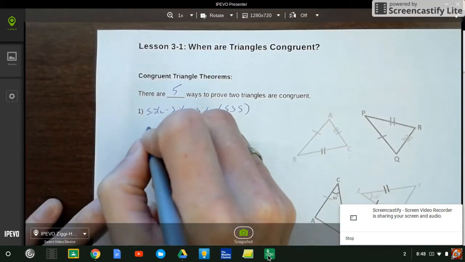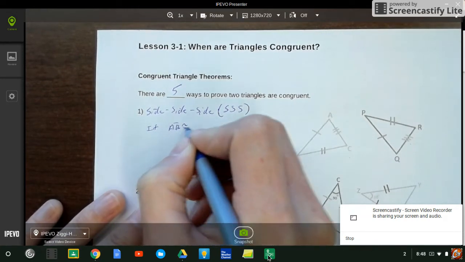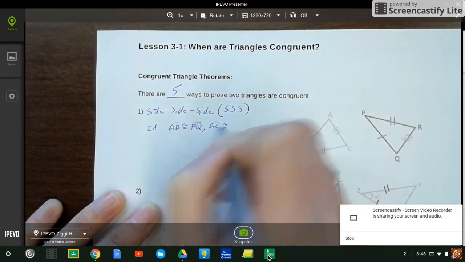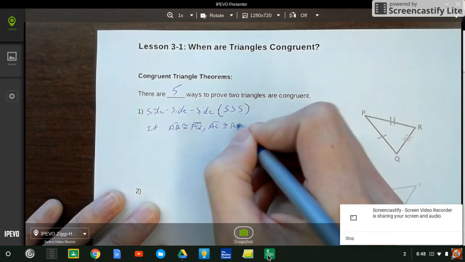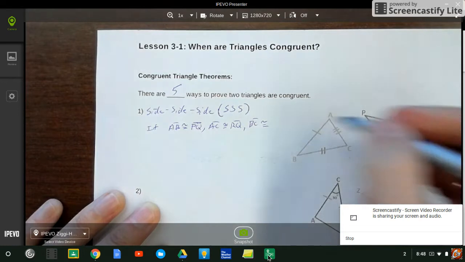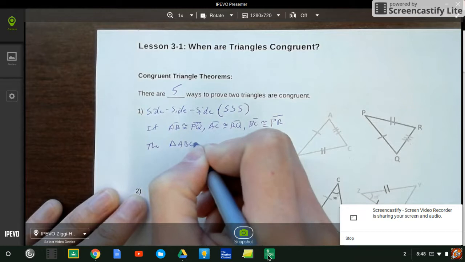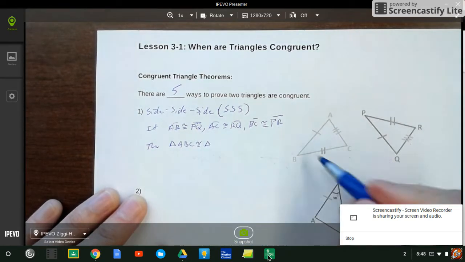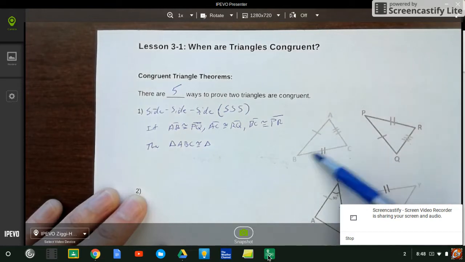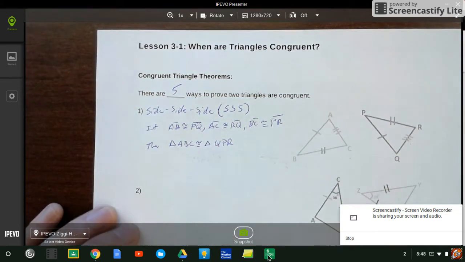So I have to say, if I find AB matches PQ, AC matches up with RQ, and lastly, BC matches up with PR. Then triangle ABC is congruent to triangle, let's see, make sure I get this, A to B, so that's A, B, and C. So that's going down 1 and then 2, so QPR. There we go. That's side, side, side.